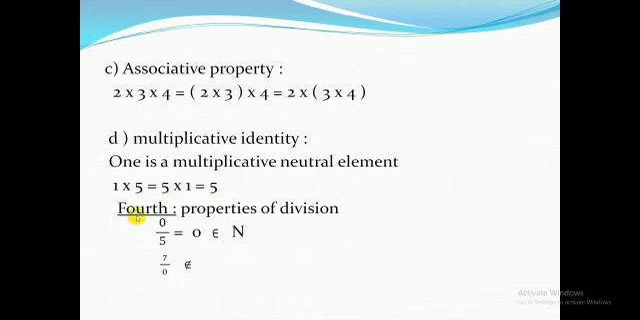Fourth and finally, the properties of division. Take care, if I divide 0 by any number, it will be 0. 0 over any number, the answer will be 0. And I know that 0 belongs to natural numbers. But if I put 0 in the denominator, the result has no meaning and does not belong to natural numbers. Like here, 7 over 0 is an error or has no meaning, so it does not belong to natural numbers.